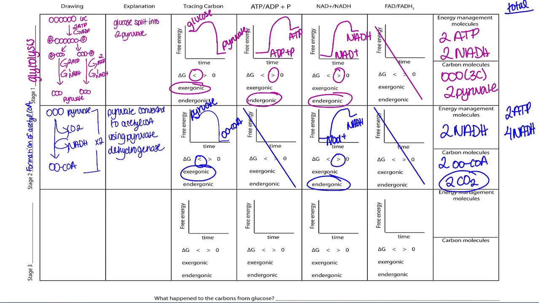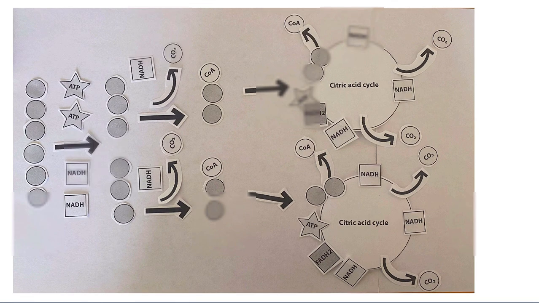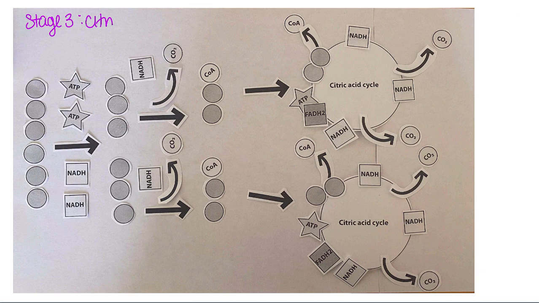So let me show you the picture of the model that I made of stage 3. Sometimes when you change pages and you've got pictures, it just takes a while to show up, but there we go. All right, so stage 3 is everyone's favorite cycle, the citric acid cycle.